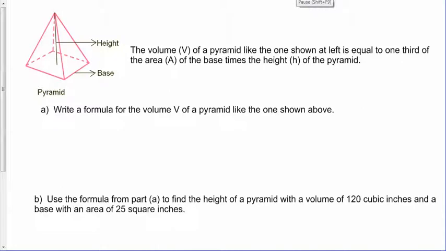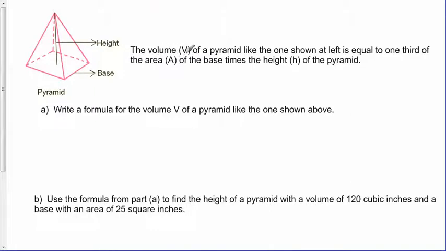The volume V of a pyramid, like the one shown at left, is equal to 1/3 of the area of the base times the height of the pyramid. So what we're going to do is use that information and translate it into a formula in part A. We're going to write a formula for the volume of a pyramid like the one shown, and then put some information into that formula and see if we can make some meaning out of that. So let's see what we've got here.